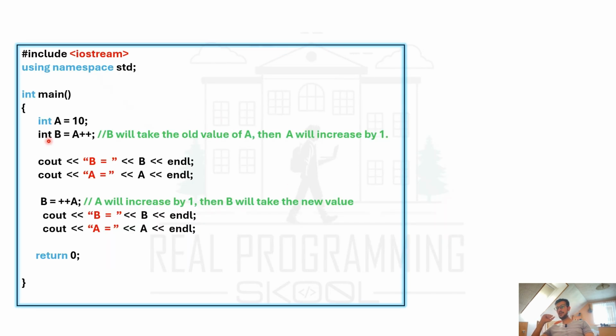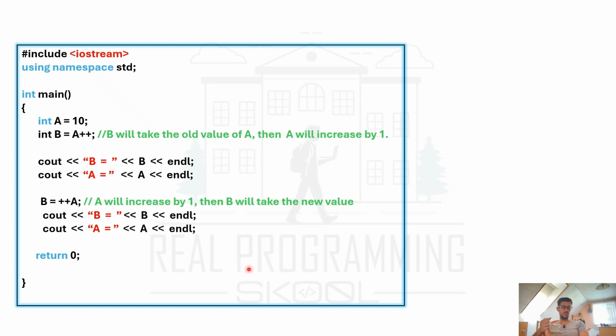And now we have this program: integer a equal 10, integer b equal a++. So b will take the old value of a, 10, stored inside it, then a will increase by 1 and be 11. So if we print b, it will give us 10, and if we print a, it will give us 11. But here it's the opposite: b equal ++a. A will increase by 1 first and become 11, because the increment operator is before the variable, then b will take the new value. So if we print it, b will be 11 and a will also be 11.